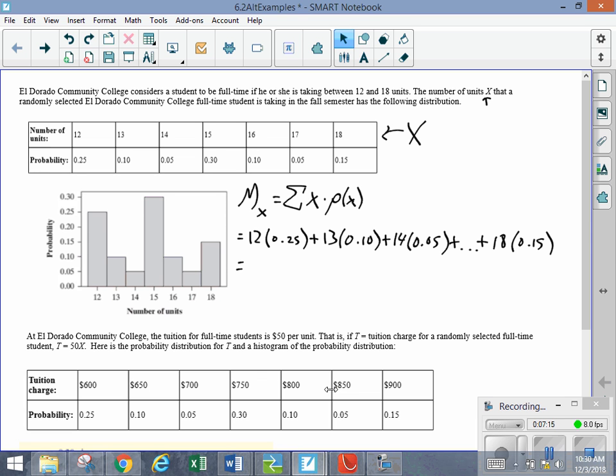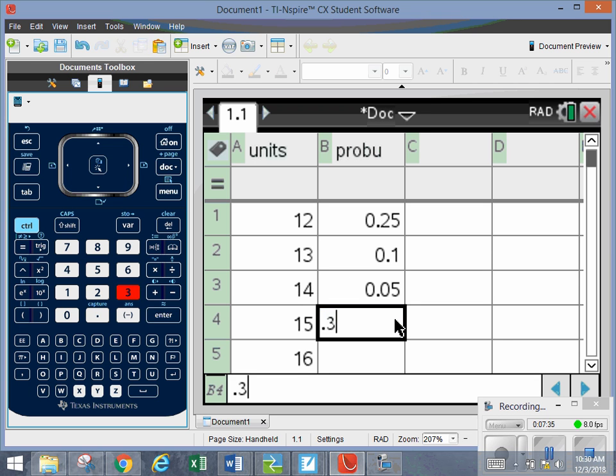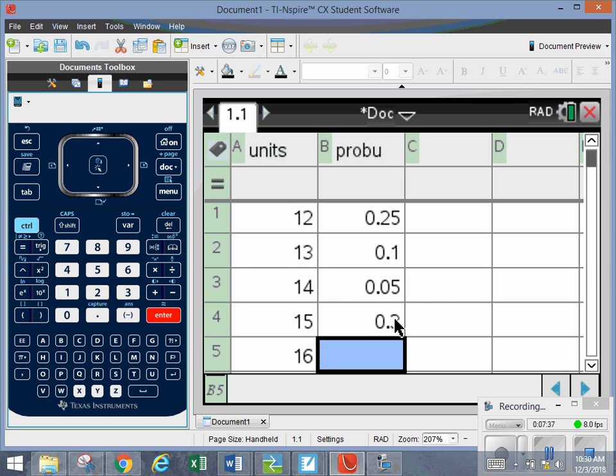freeze this, and then you guys can enter this data while I enter over here. So, for 12, we've got 0.25. For 13 units, we have 0.1. 14 units, we have 0.05. For 15 units, we have 0.3. For 16 units, 0.1. 17 units is 0.05. And 18 units is 0.15.